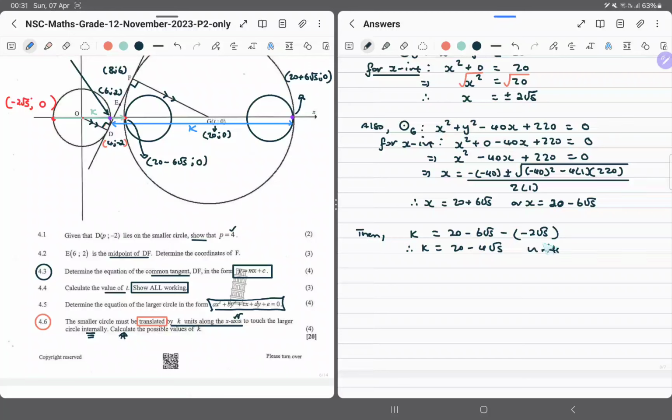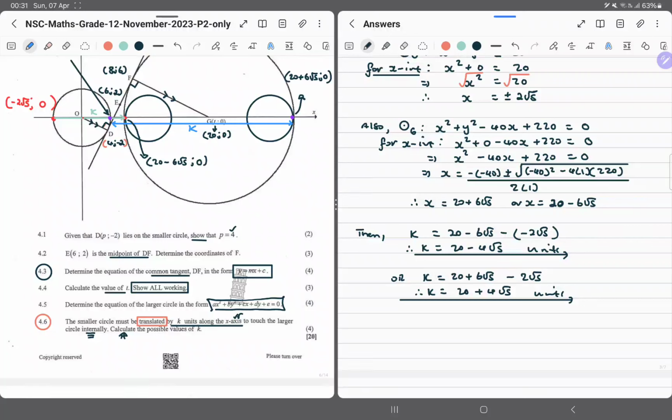Now this is units. Do not forget k is the distance here. Or, now that or is important. K must be equal to, now we're going to choose this bigger one, so it's going to be that point there. It's 20 plus 6 square root of 5 minus the x coordinate at that point there, which is just 2 root 5, which also gives us the value of k being 20 plus 4 square root of 5 units.